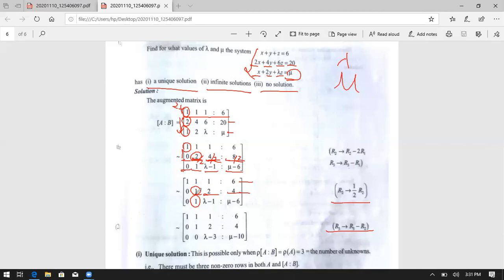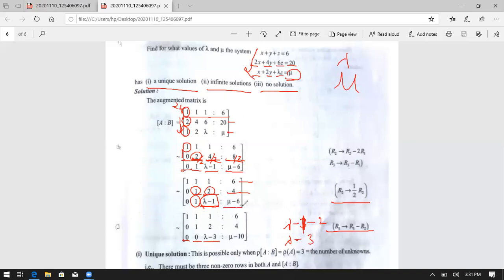That is 0 minus 0, that is 0. Next, 1 minus 1 is 0. Then lambda minus 1 into 2: here lambda minus 3, minus what is R2? 3 minus 2, that is lambda minus 1 and minus 2, that is lambda minus 3. I write here lambda minus 3.